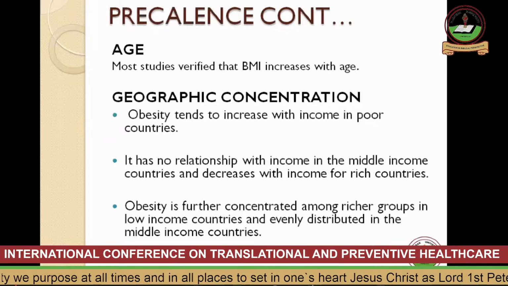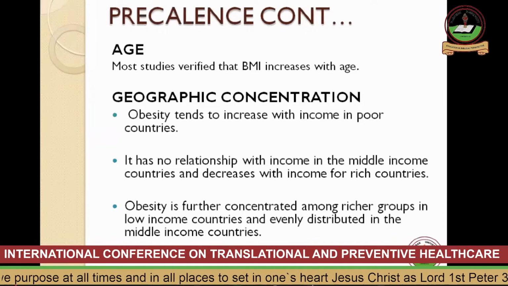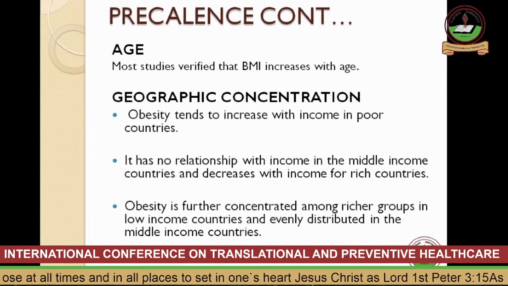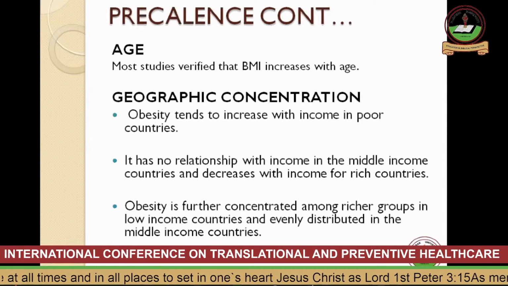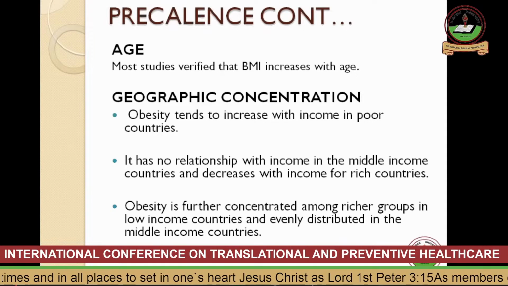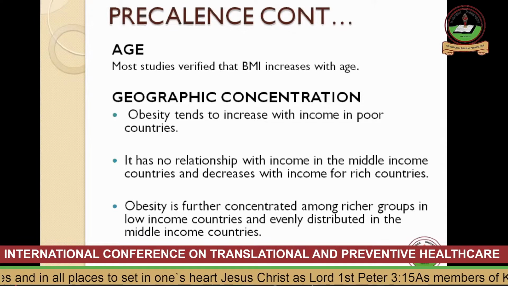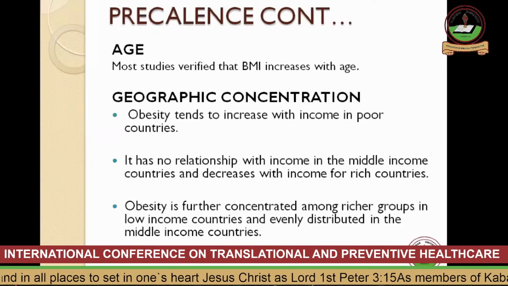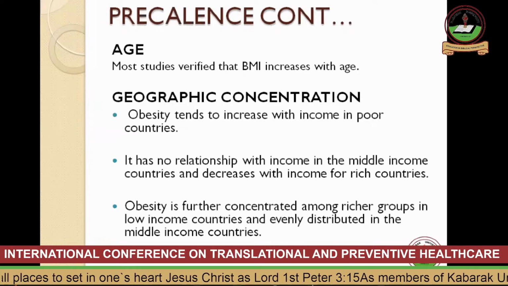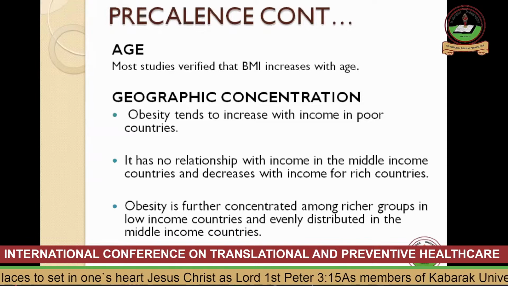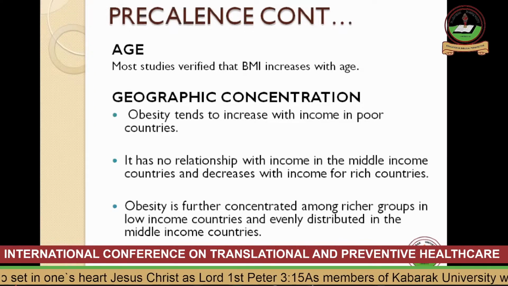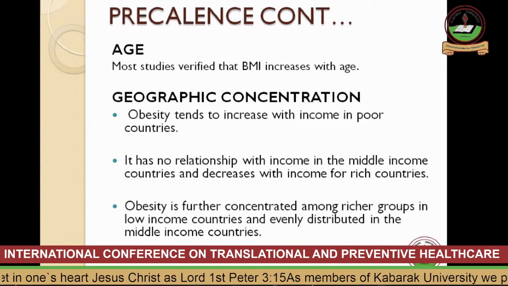On geographic concentration, we see that obesity tends to increase with income in poor countries, and it has no relationship with income in the middle income countries and decreases with income for rich countries. So obesity is further concentrated among richer groups in low income countries and evenly distributed in the middle income countries. So we see that in high income countries, the poor are the most obese.